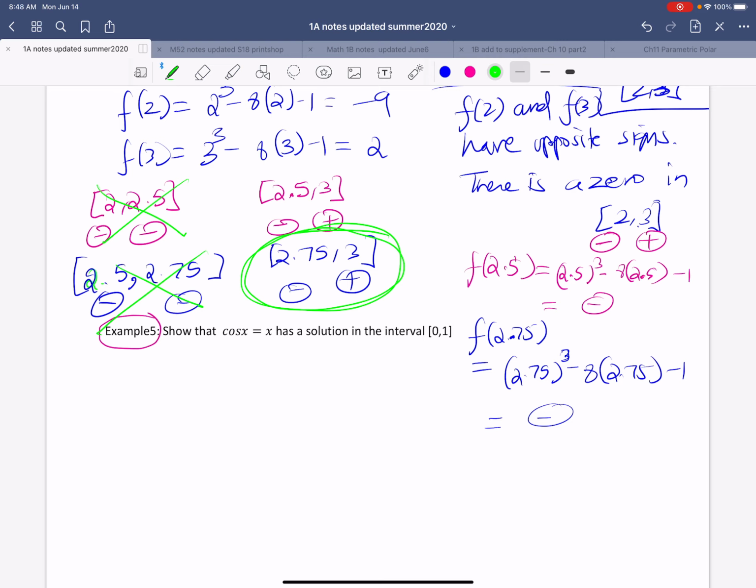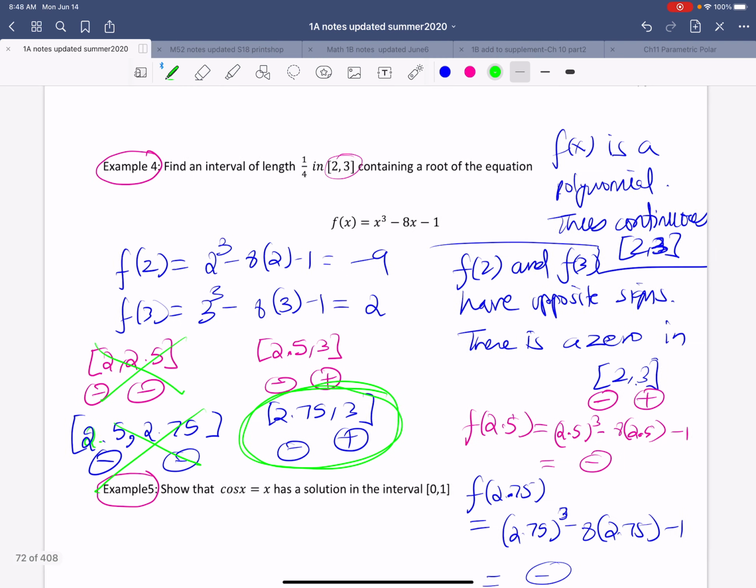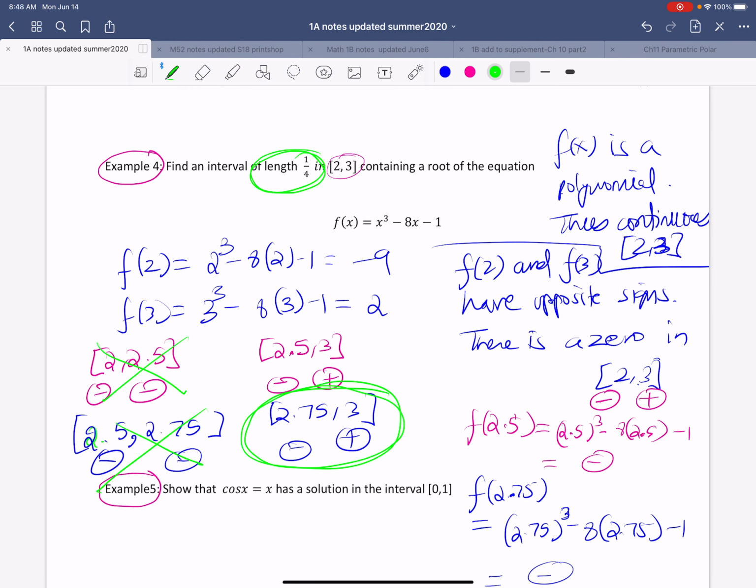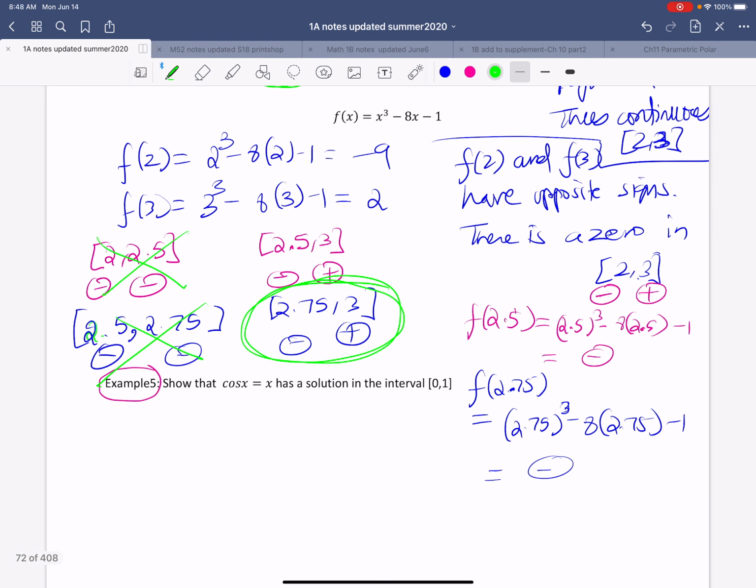We could be bisecting further and estimating the 0 to the nearest tenth, but we don't need to do anything more because it did ask me to find an interval of length 1/4. So my solution here is the interval 2.75 to 3. The length is 1/4 or 0.25, and I do have a 0 in that interval.